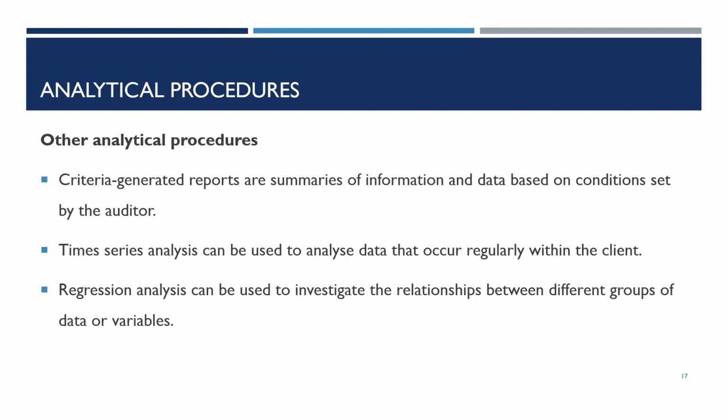Criteria generated reports are summaries of information and data based on conditions set by the auditor. These reports are used to help the auditor manage the significant amounts of information and data held in client computer files. By setting conditions or criteria, the auditor is able to collect data that are most at risk of material misstatement.